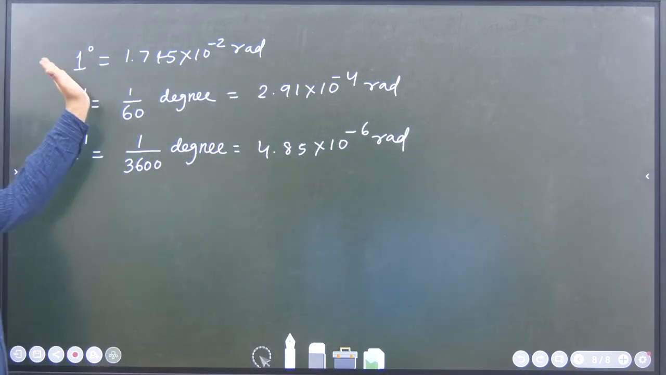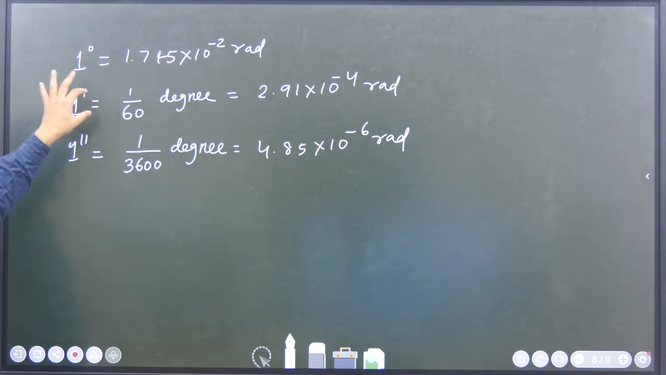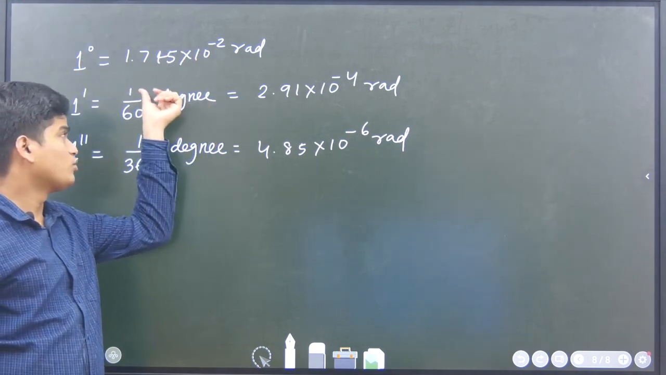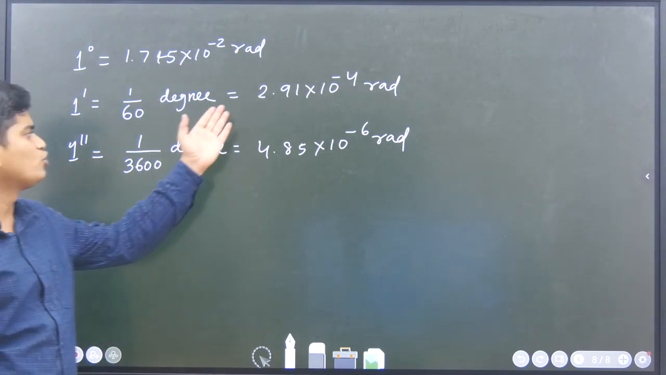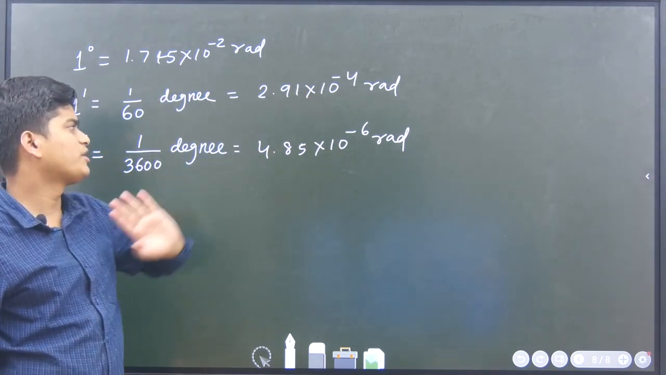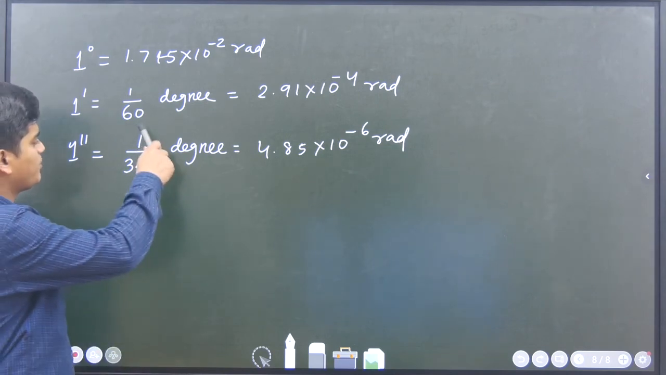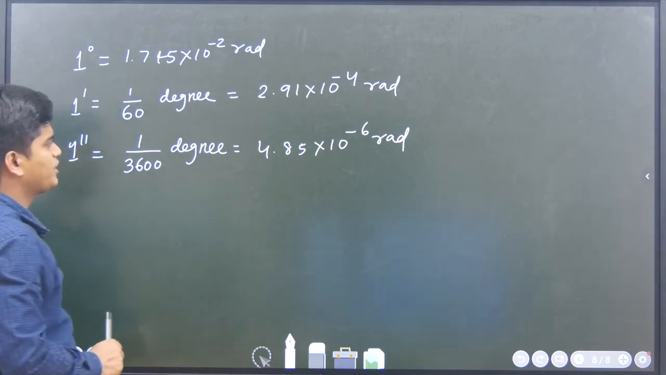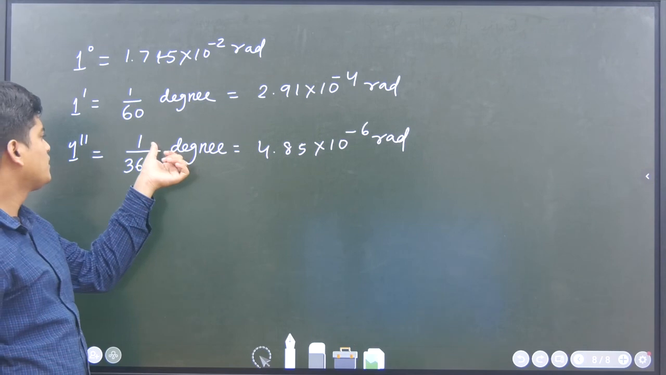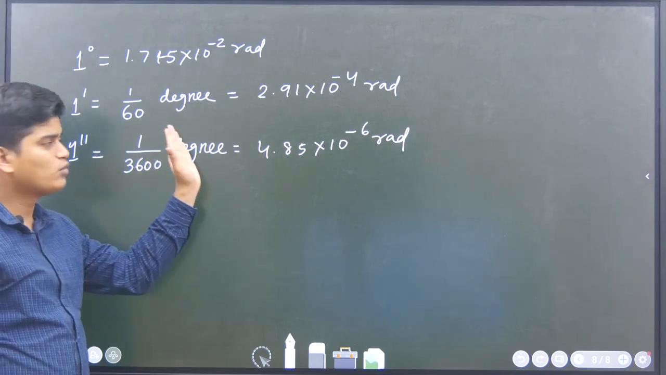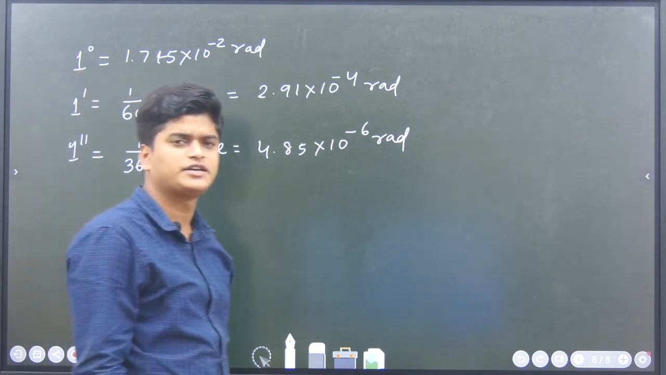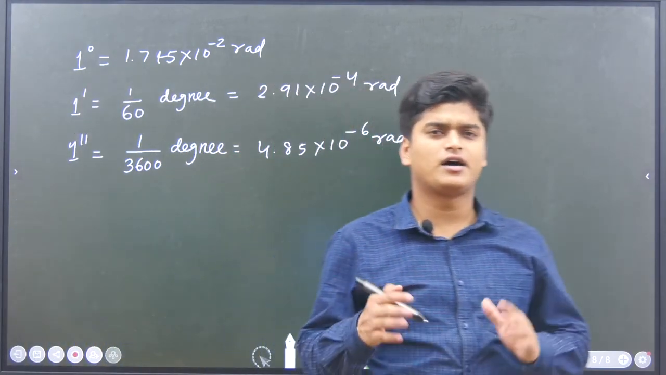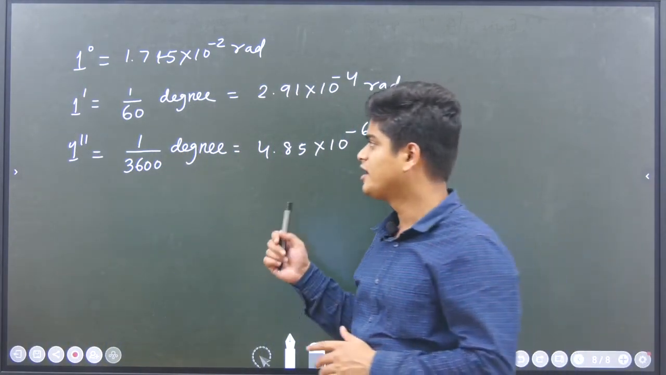Already you know degree in terms of radian, so just multiply 1 by 60 with this 1.745, and we will get 2.91, and 10 to the power minus 4 will come. And if we multiply 1 by 3600, we will get the value for 1 second, because 1 second is 1 by 60 minute, and 1 minute is 1 by 60 degree. So I can convert it to 1 by 3600 degree. In this way we can do conversion between degree and minute.